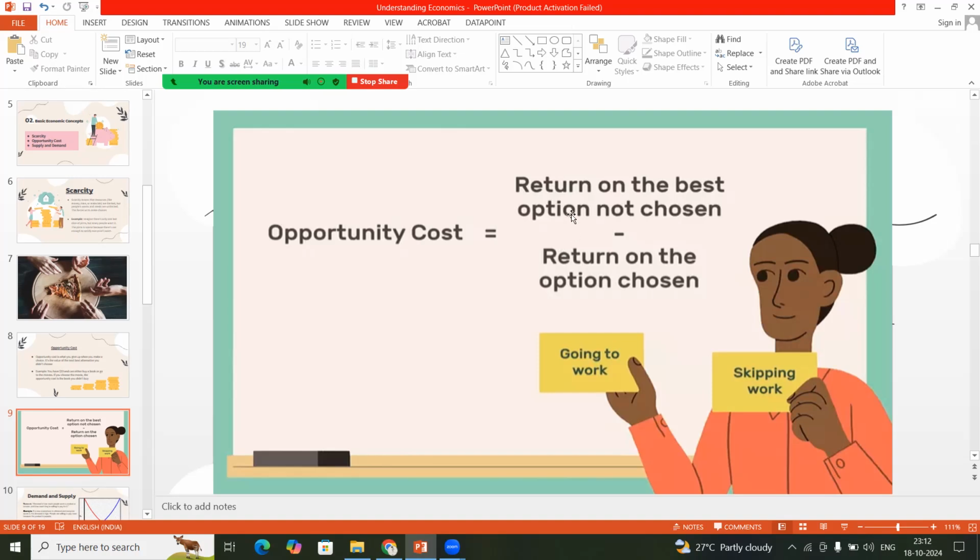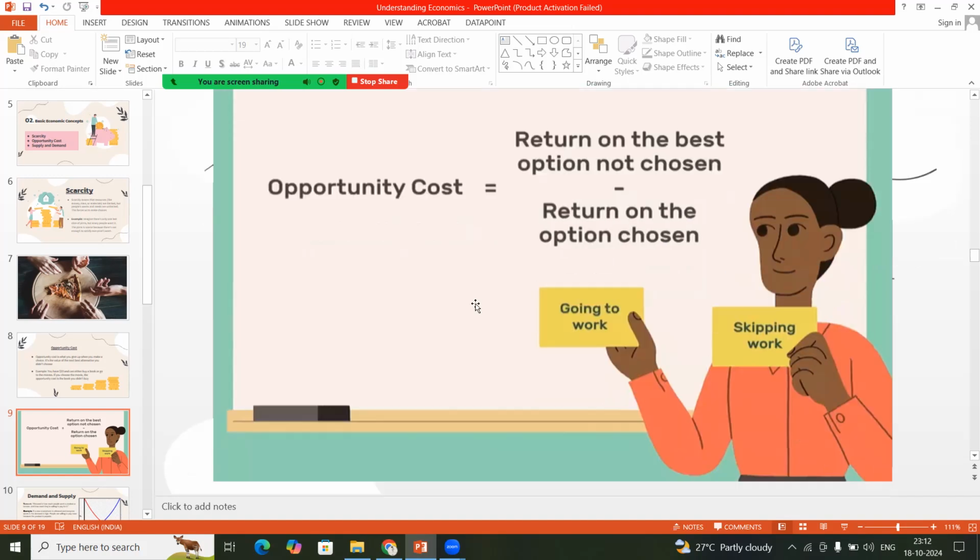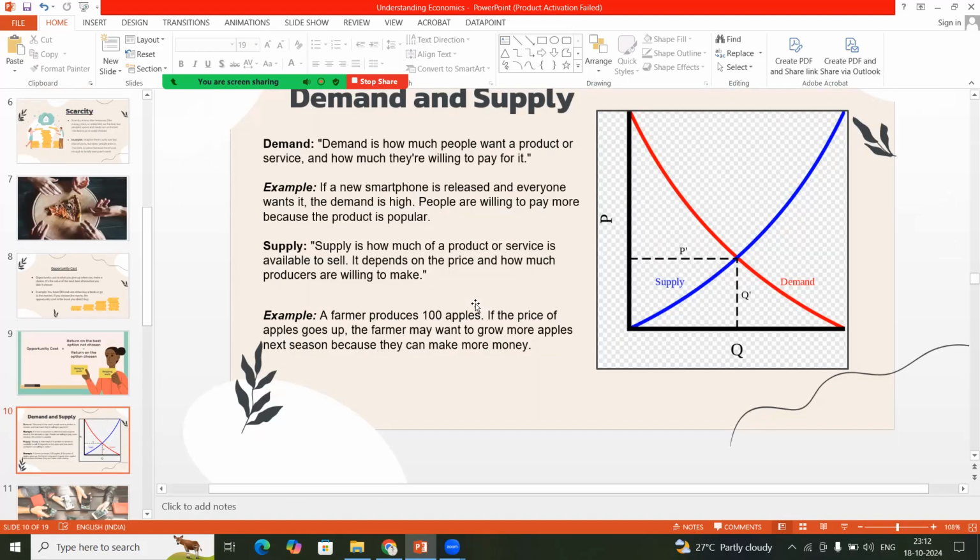Next point is return on the best option not chosen minus return on the option chosen. This is my opportunity cost. That is going to work and skipping work. So I have to choose any one from both. Now it's coming demand and supply.